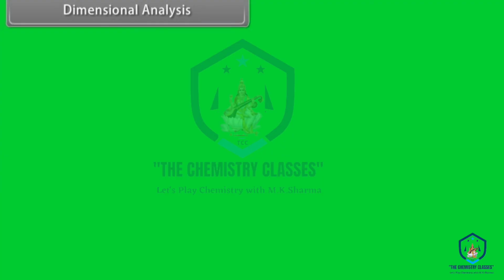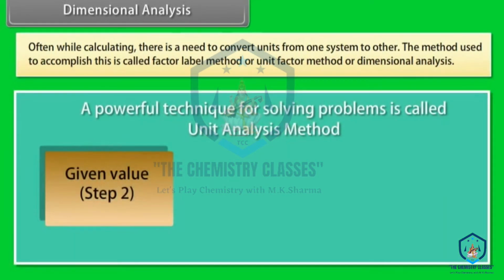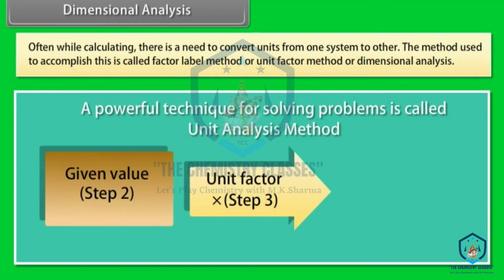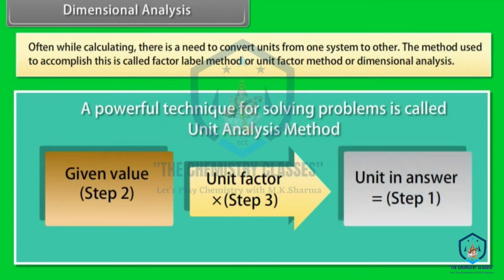Dimensional analysis. Often while calculating, there is a need to convert units from one system to another. The method used to accomplish this is called the factor label method or unit factor method or dimensional analysis.